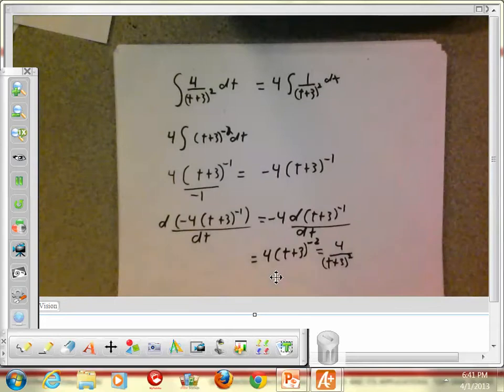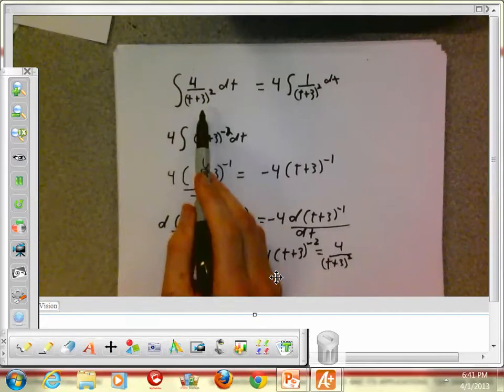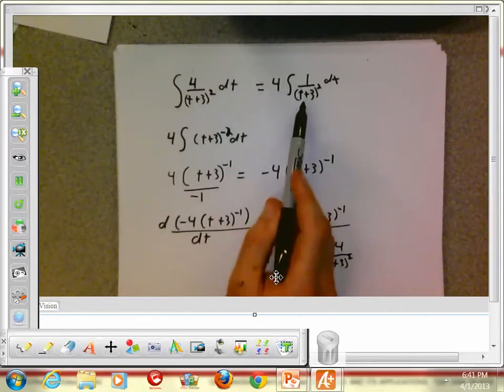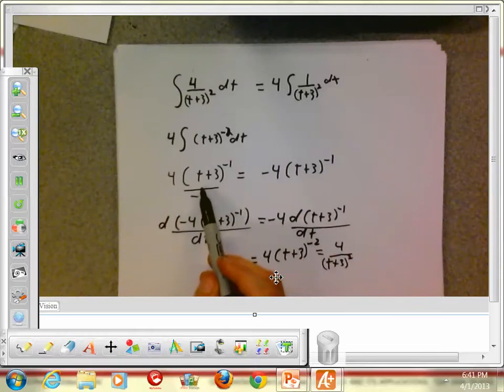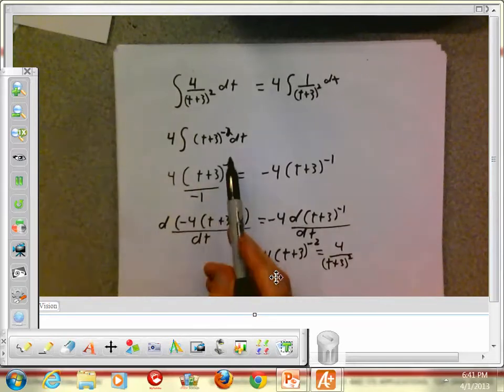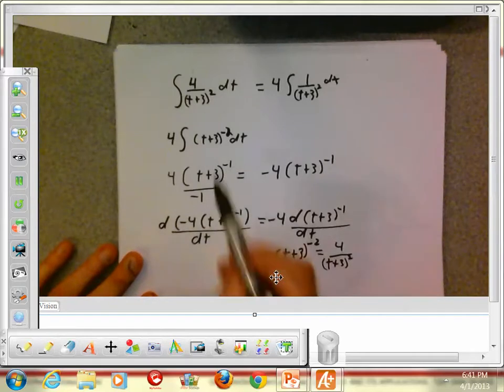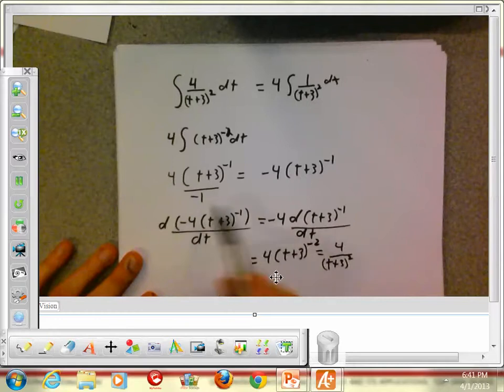So if I'm guessing that this is an antiderivative, I'm starting with this term over here. I'm rewriting it like this, and I would like to guess an antiderivative. Well, t plus 3 kind of looks like just t. T plus 3 to negative 2 kind of looks like t to negative 2. So I'm going to make a guess. I'm going to add 1 to my exponent to get a negative 1. I'm going to divide by my exponent, and I'm going to get this.